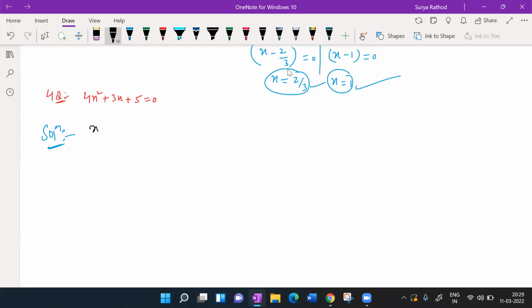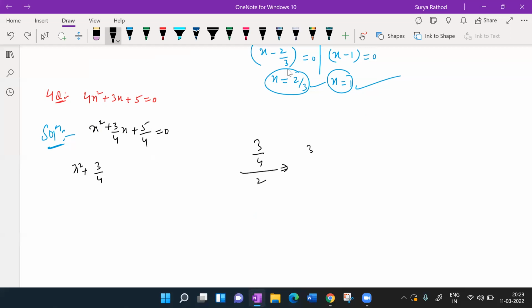Look at this here. Direct step. X square 3 by 4x plus 5 by 4. Till this step, any doubts? Coefficient of x square is not 1, so I divided directly and wrote. Now what do I have to add and subtract here? 9 by 64. Half of this how much?